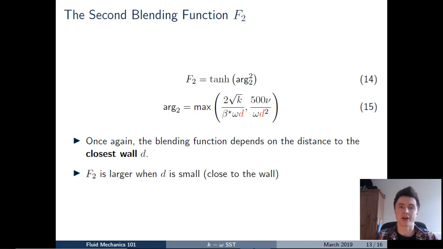I should also point out here that D is not the wall normal distance, Y, which we currently use for wall functions and wall treatment. It's the distance to the closest wall, which will be calculated slightly differently if we have a wall that's not aligned perfectly with our cells.